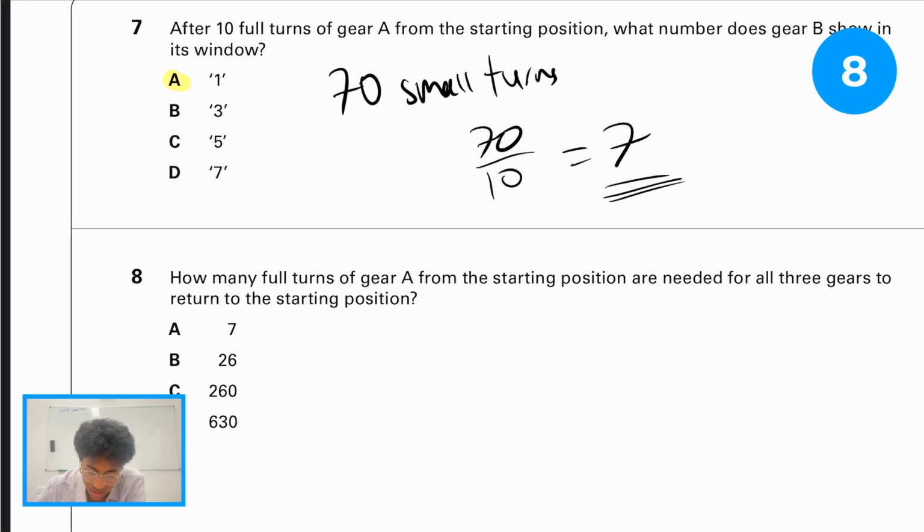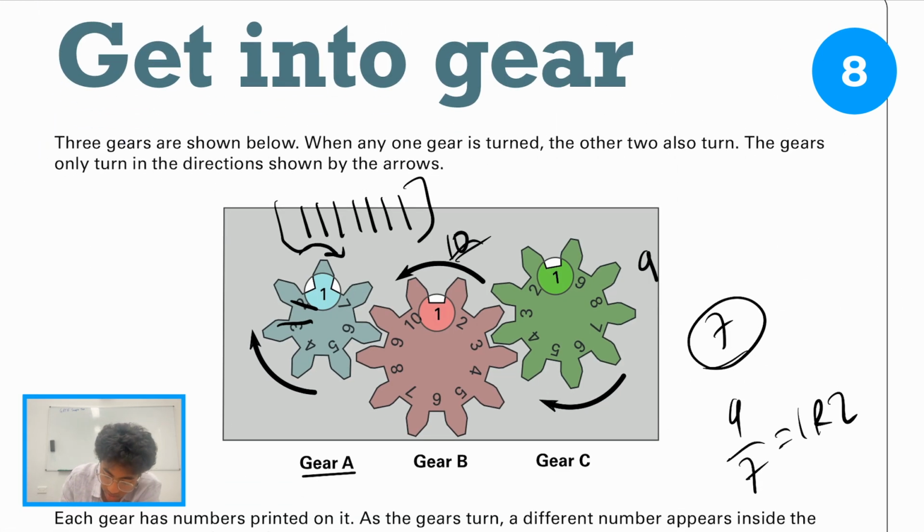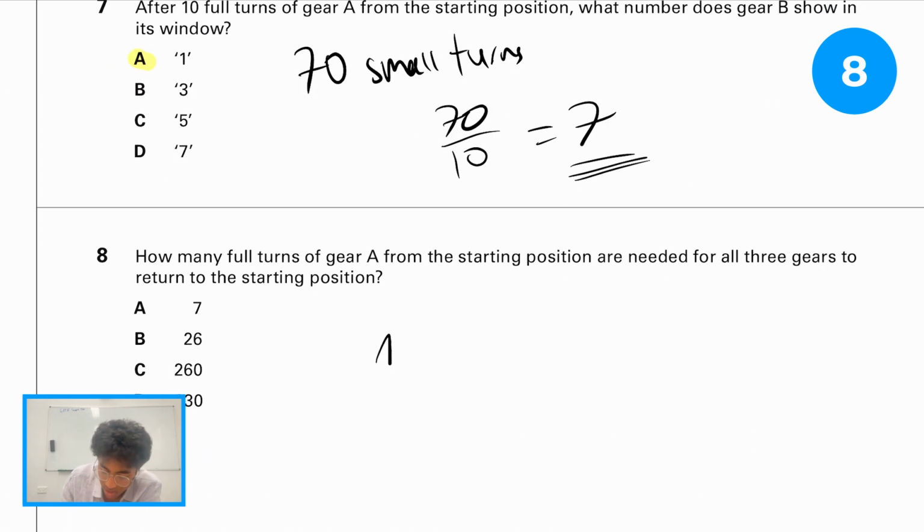Then, how many full turns of gear A from the starting position are needed for all 3 gears to return back? So, gear A repeats itself every 7 turns. Gear B every 10 turns. Gear C every 9 turns.